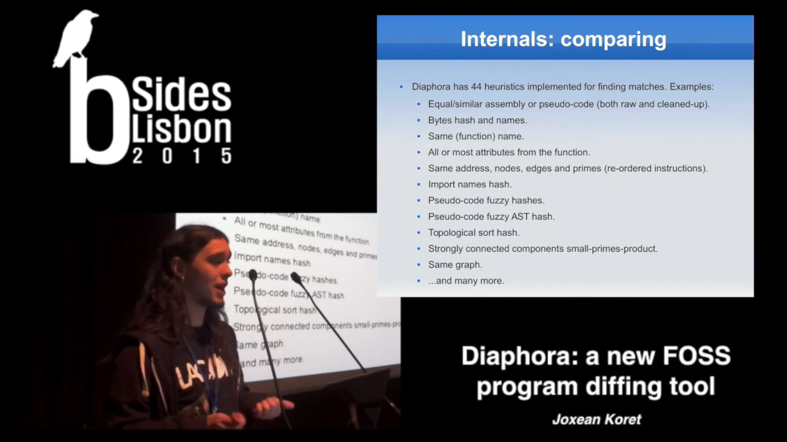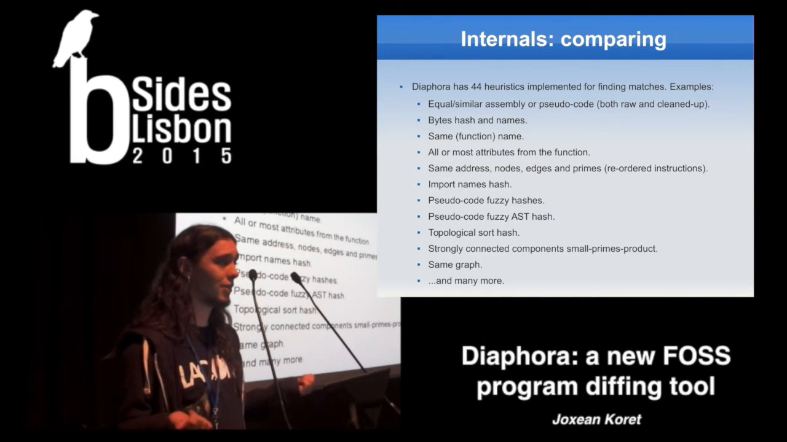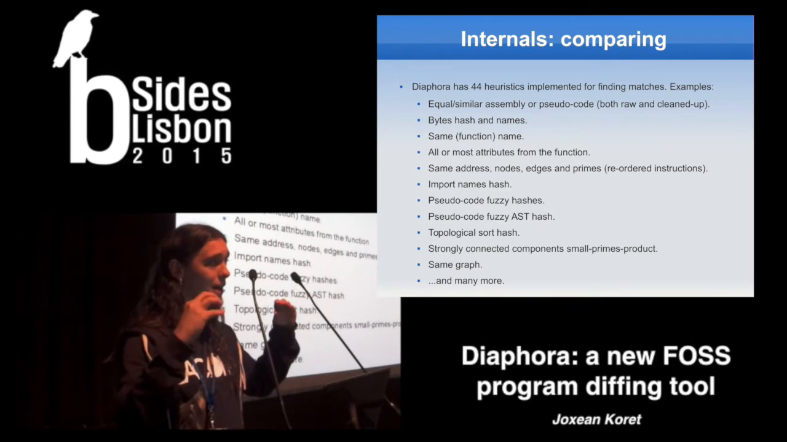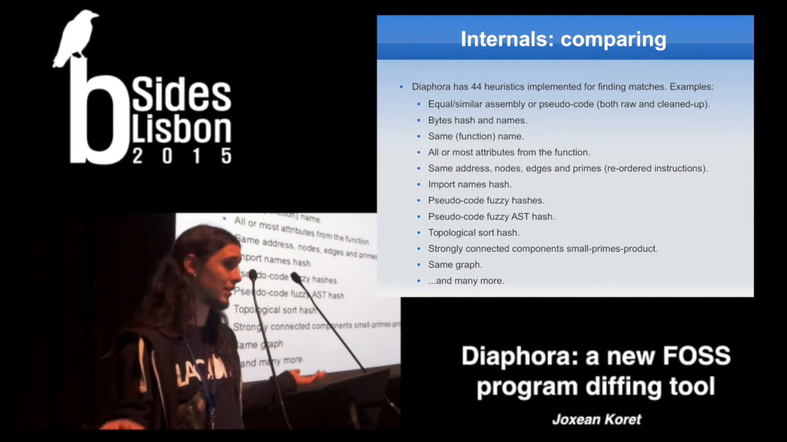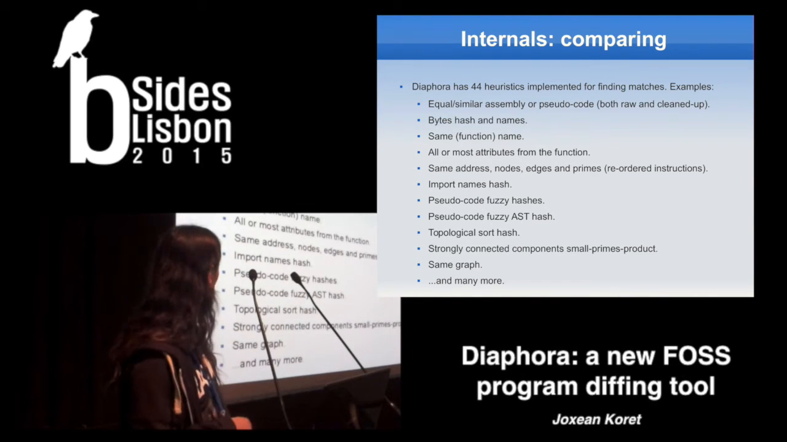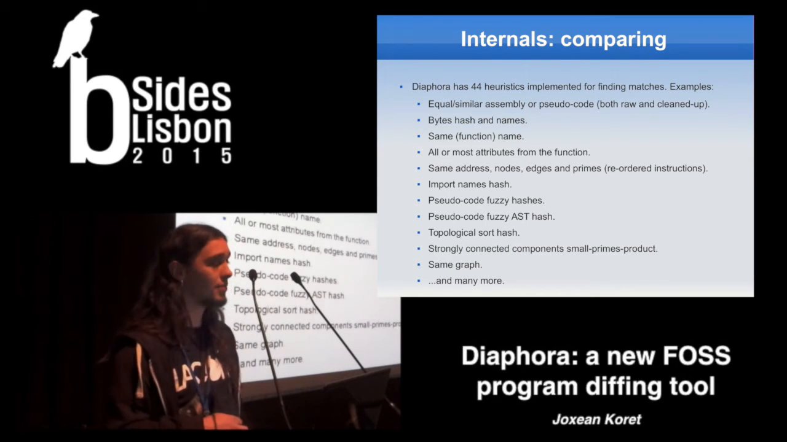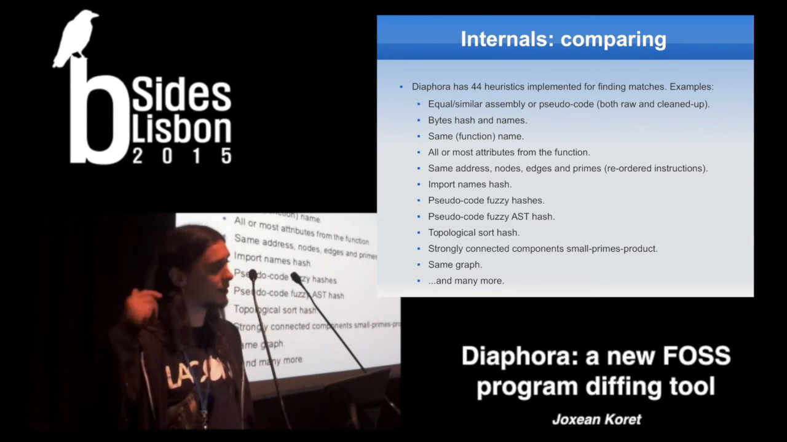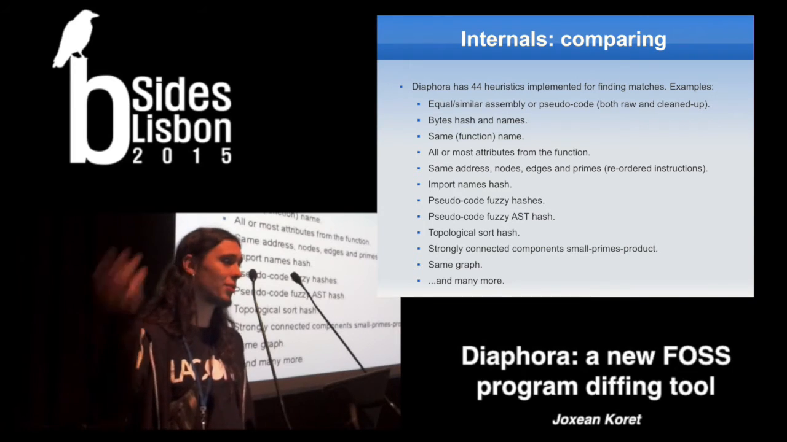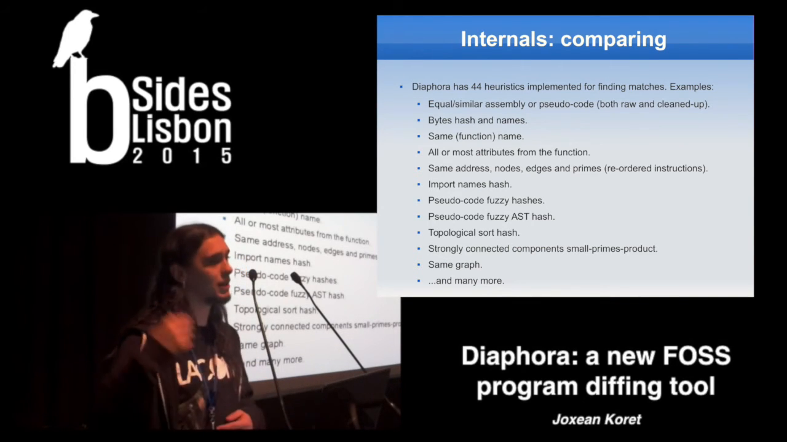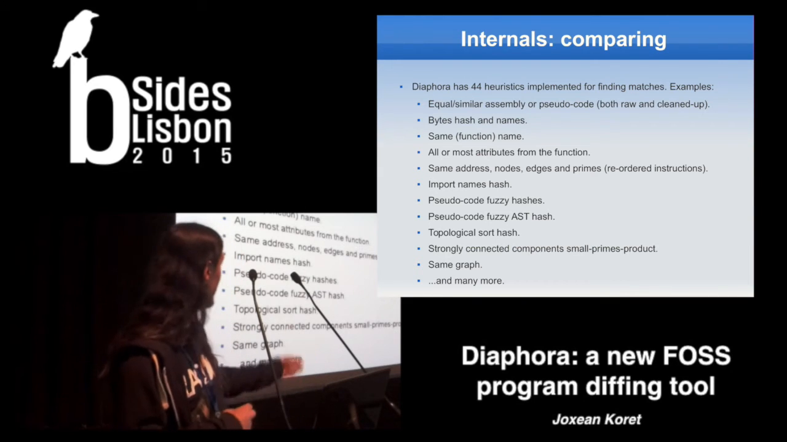The same function name: if we are reverse engineering, for example, patches from Microsoft, we have some partial symbols, so we can simply compare the function names, and that's all, we have a match. Others compare all or most attributes of the function: if the number of basic blocks, the number of heads, the cyclomatic complexity and the number of imported functions are actually the same, we can conclude that it is actually the same function, so we have a good match.